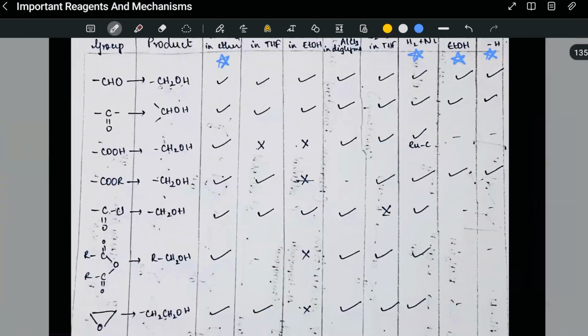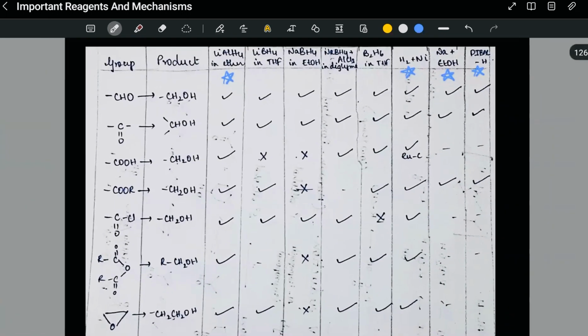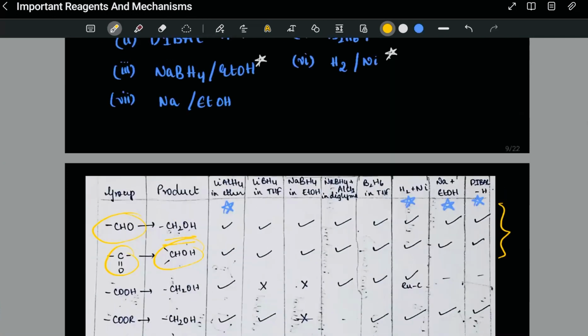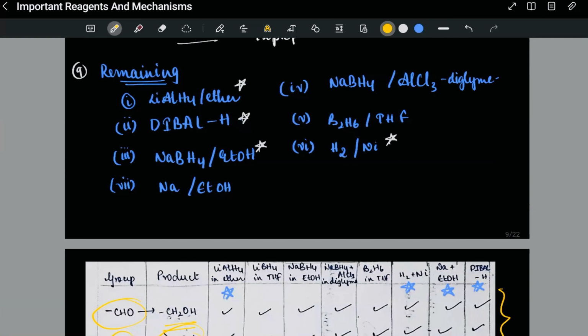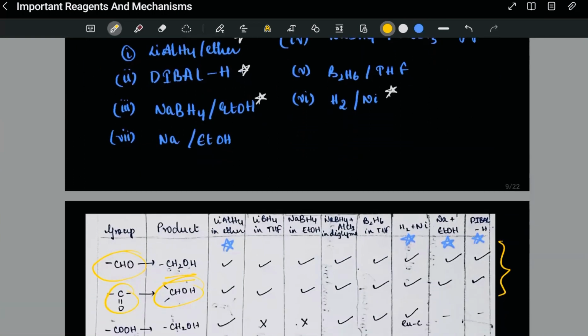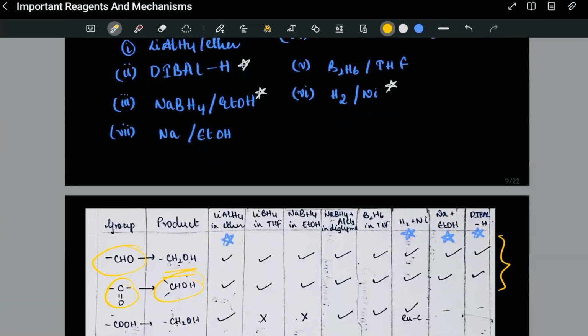Here we can see we have a table. Whenever we have an aldehyde group, it will be converted into a primary alcohol. All of these reagents will convert it into a primary alcohol. Whenever I have a keto group, they will convert it into a secondary alcohol. So just remember that all these 9 important reagents will convert all aldehydes and ketones into primary and secondary alcohols.